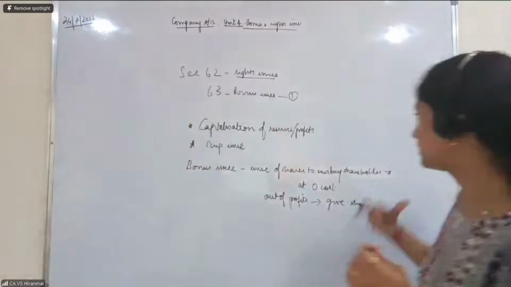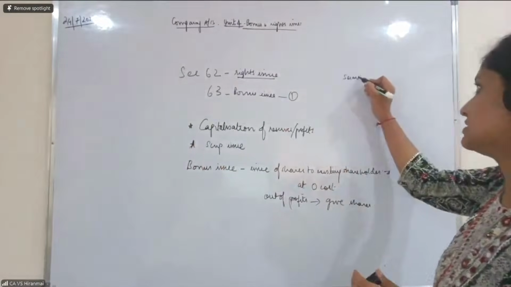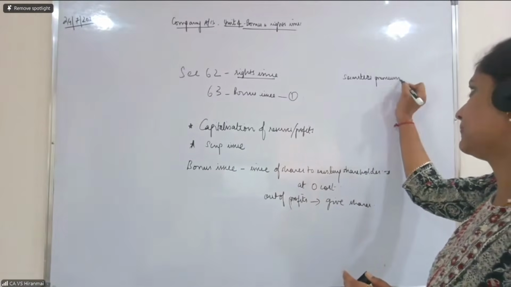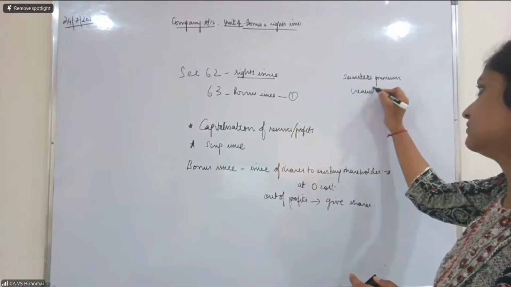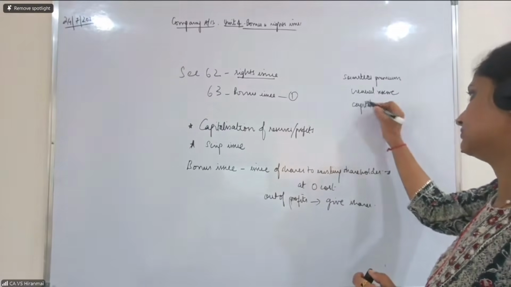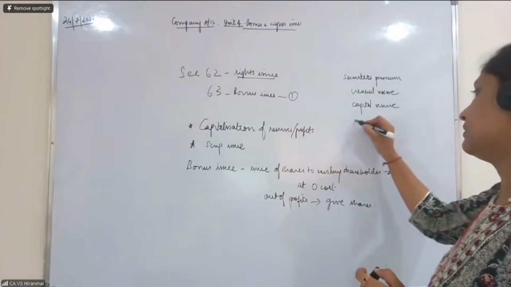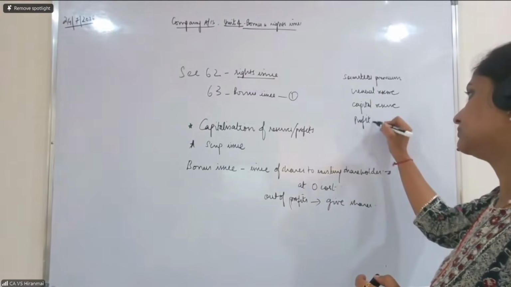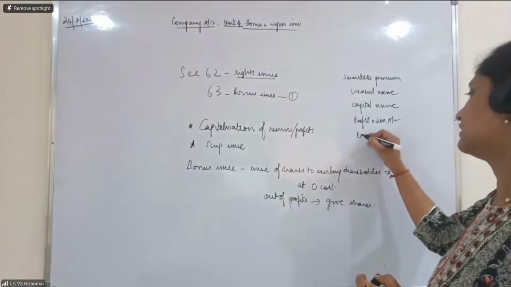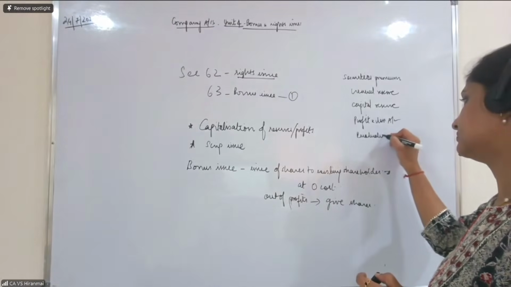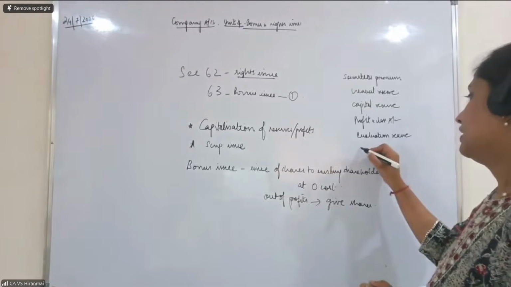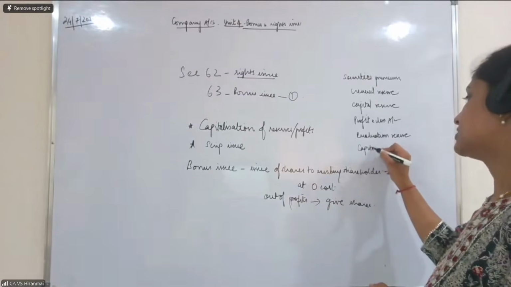So what are the different accounts that we have? Securities premium, you have general reserve, you have capital reserve, profit and loss account, revaluation reserve, and then you have capital redemption reserve.